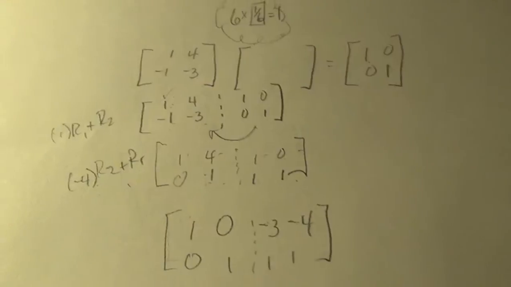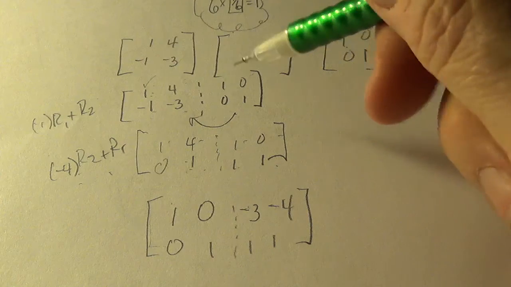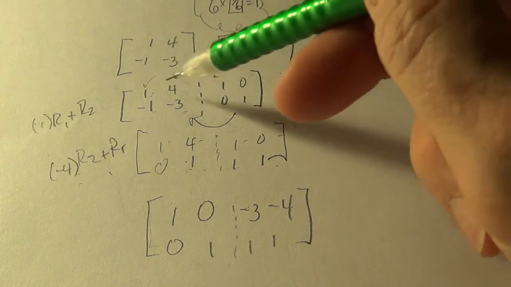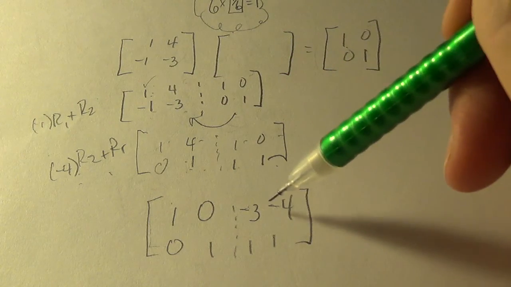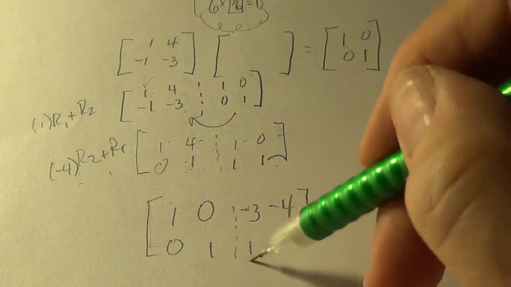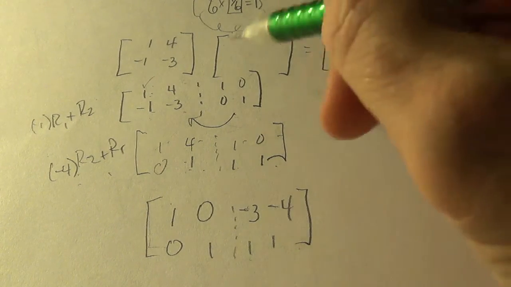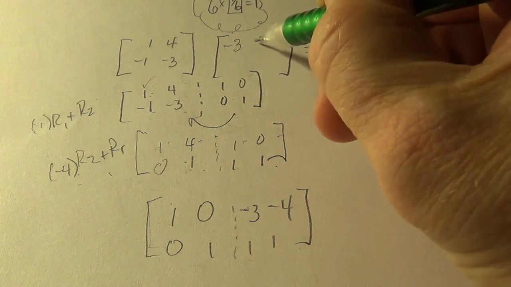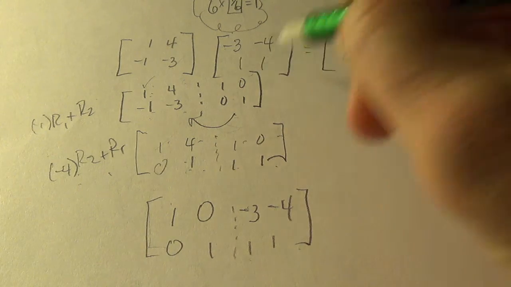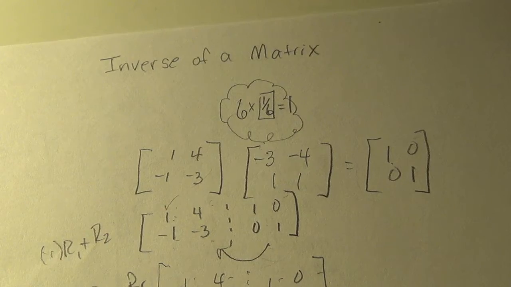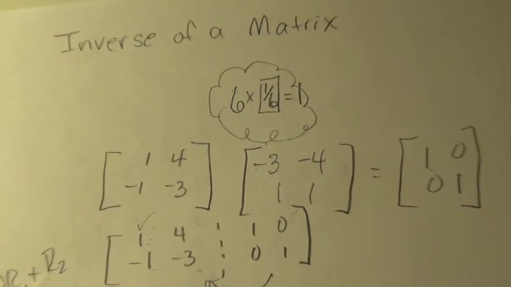Alright, so I got to the spot I was looking for. By using elementary row operations, I made this look like this. And now my claim is that this is the inverse. So I'm going to put it up here and see if it works. So -3, -4, 1, 1. So going up here, let's see if indeed that is the multiplicative inverse.